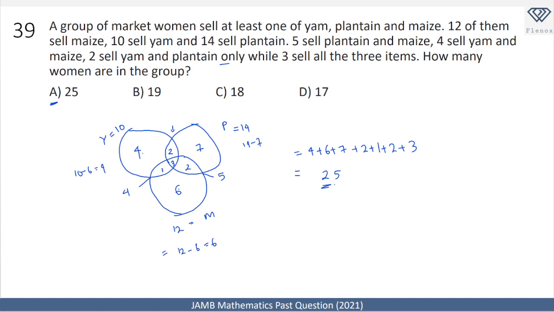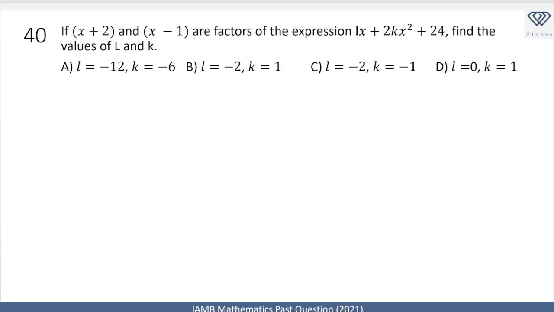So now moving on to the final question of our JAMB Past Question for 2021. This says that if x plus 2 and x minus 1 are factors of an expression, find the values of L and K. Now this is quite straightforward if you really understand what we're going to do. We're told that the factors are x plus 2 and x minus 1.